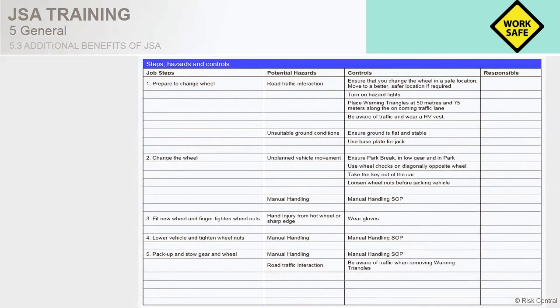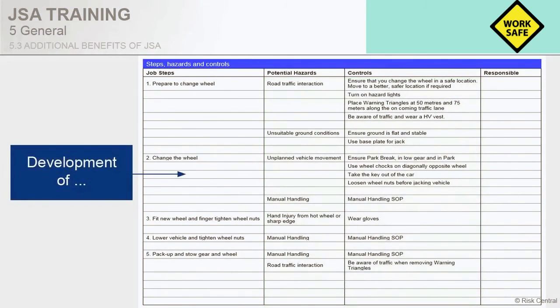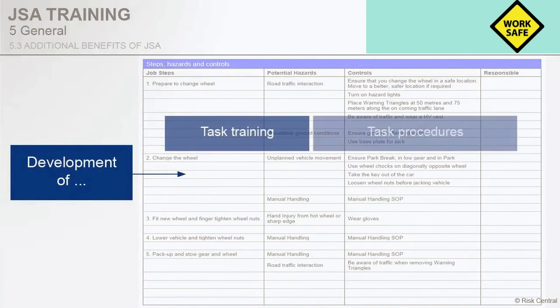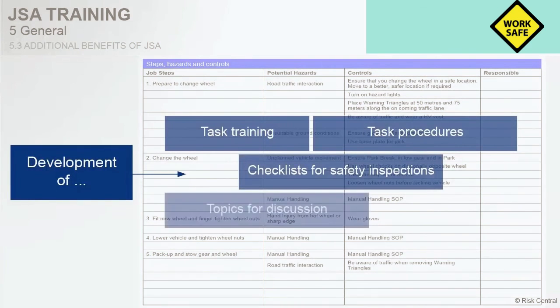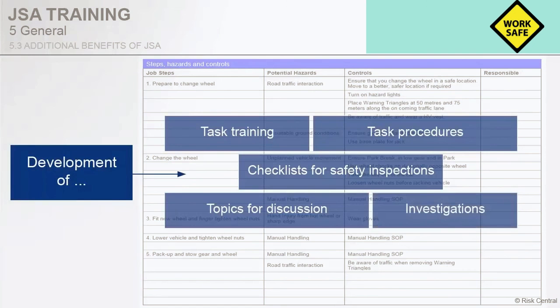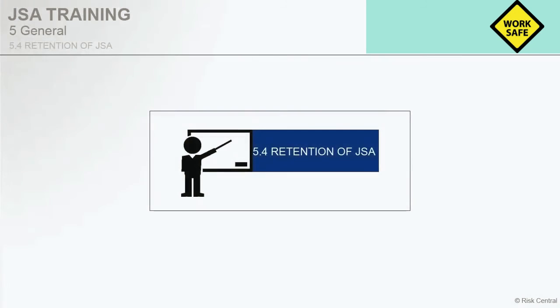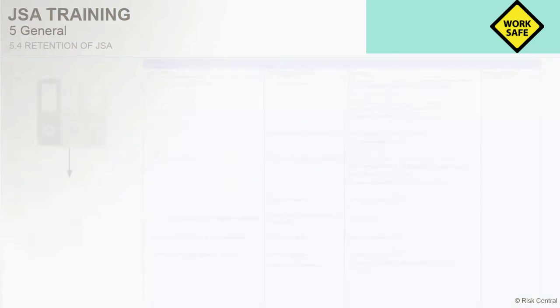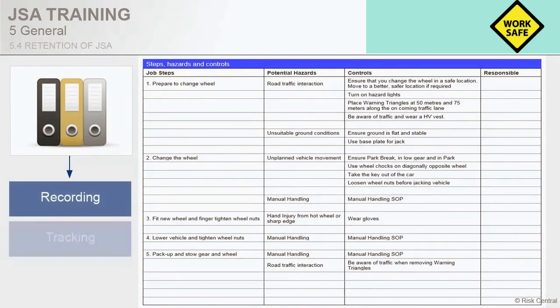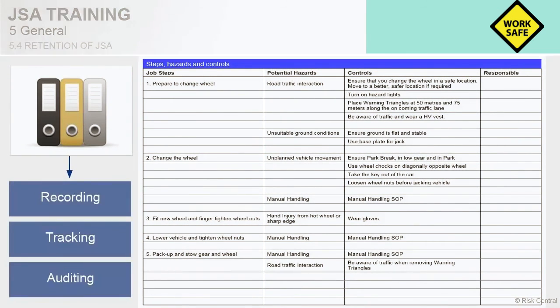As well as its primary purpose of identifying and controlling hazards, a JSA can be useful in helping develop task training, task standardization and procedures, checklists for safety inspections, topics for safety discussions, audits and incident investigation. All JSAs must be retained for recording, tracking and auditing purposes.